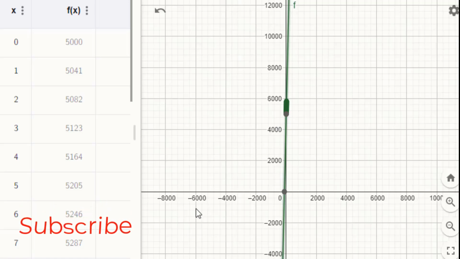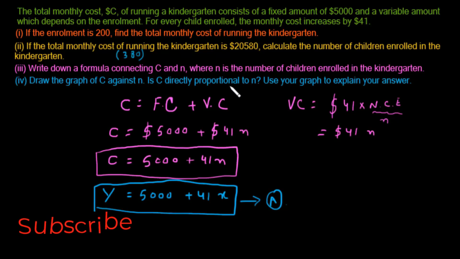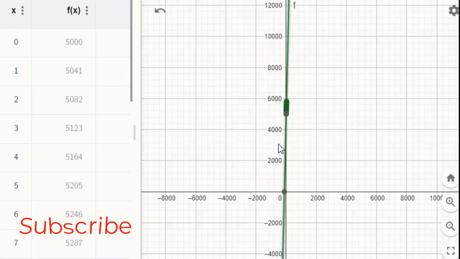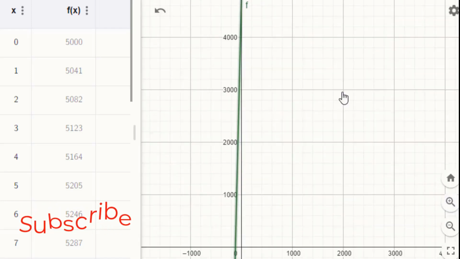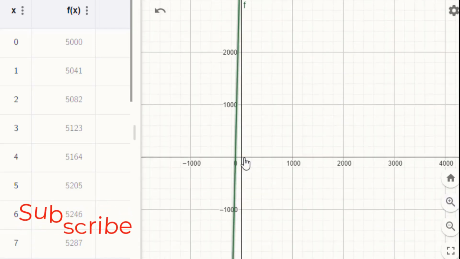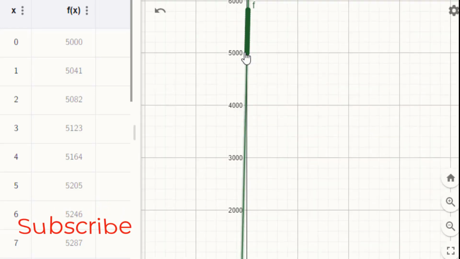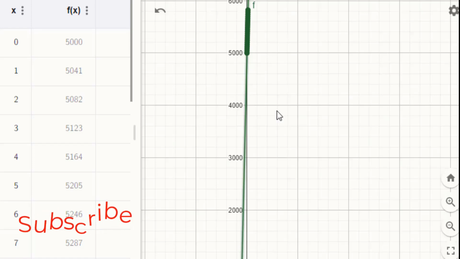Now, furthermore, they ask in that question, is C directly proportional to n? So the answer to this: for a relation to be directly proportional, the graph should be a straight line passing through the origin. In this case, the graph does not pass through the origin. Let me show you. This is the origin. It's not passing through the origin. Instead, it starts at 0 and 5000. This is because of the fixed cost. So there is no direct proportionality involved in this case.